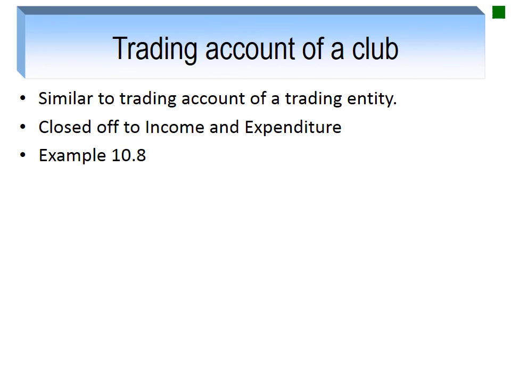You might have an entity that buys and sells things. Then that's called a trading entity. A trading entity has a trading section to its statement of income and expenses. The trading section is where you calculate sales and cost of sales. The trading section gets closed off to the income and expenditure account.